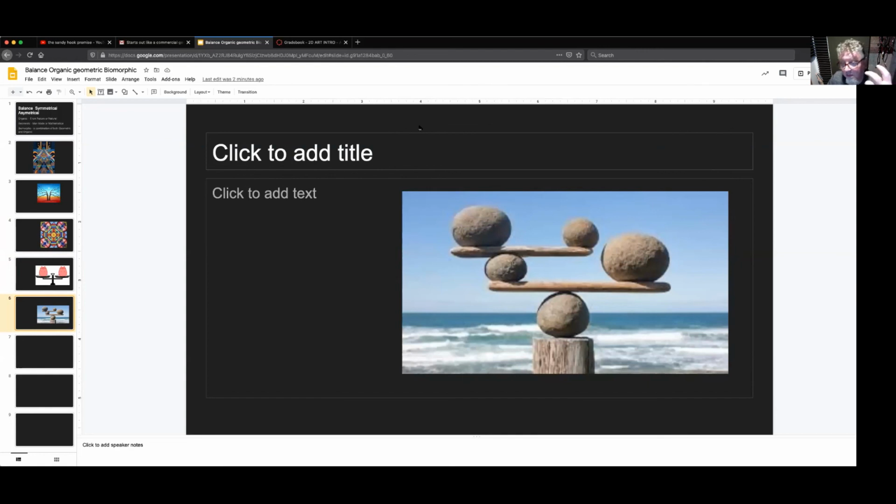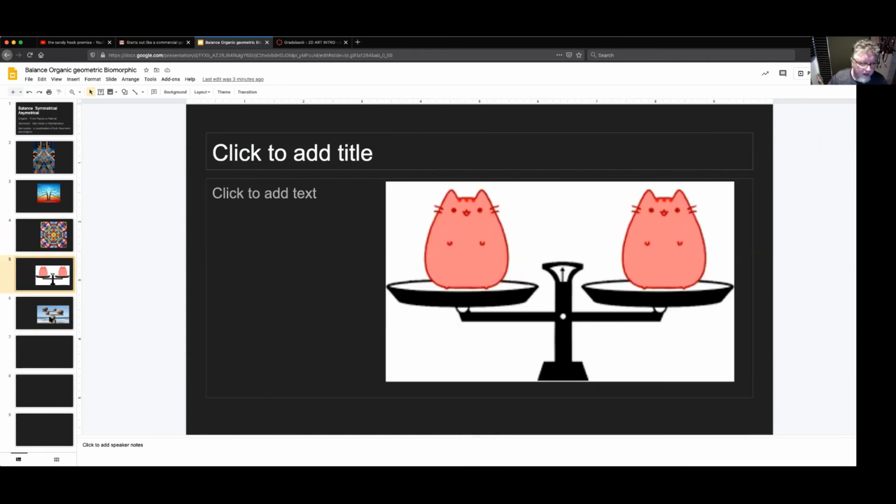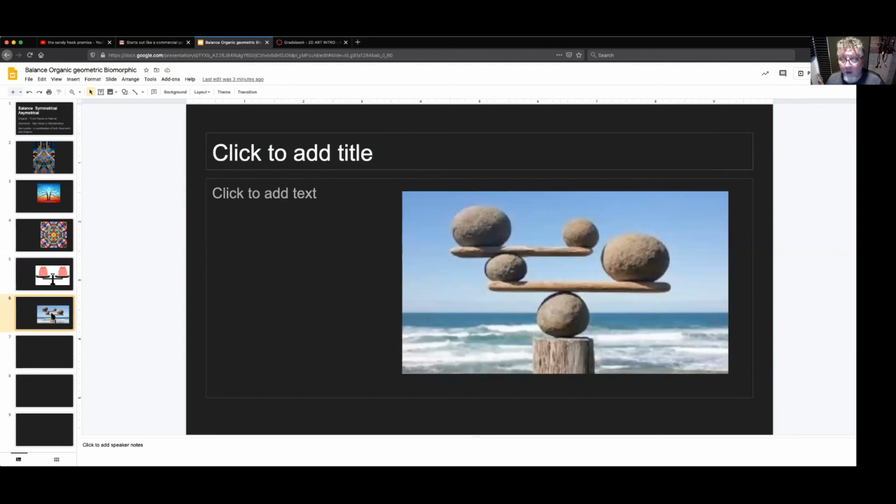This is asymmetrical balance. It doesn't feel like one side is heavier than the other, but it's definitely not the same thing on each side. Or it's not a mirror image. So, asymmetrical. Symmetrical, the same, feels weighted the same.